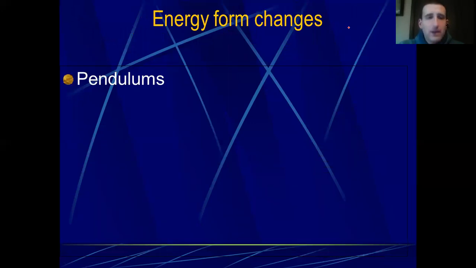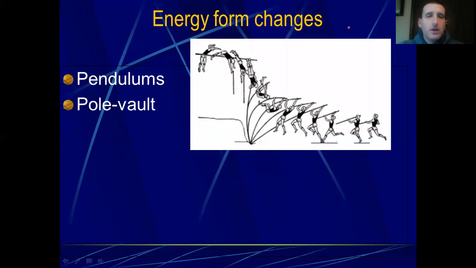So we just talked about pendulums and how they work. Another great example is pole vaulting from our days in track and field. So the man's running down the track with kinetic energy, particularly in the horizontal direction. He plants his pole, right? And the pole bends. And so a lot of the energy he had goes into the pole as he plants it and pushes against it and bends the pole. So we go from horizontal kinetic to elastic potential in the bent pole.